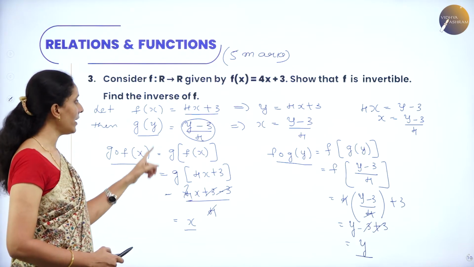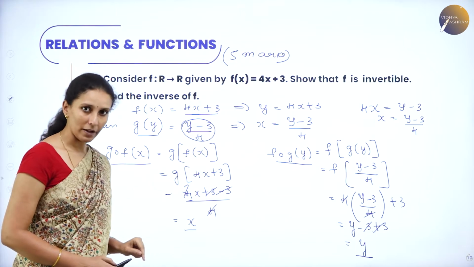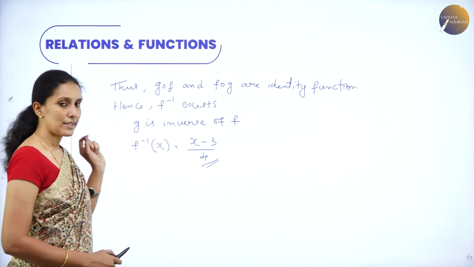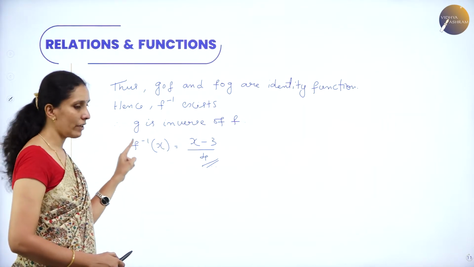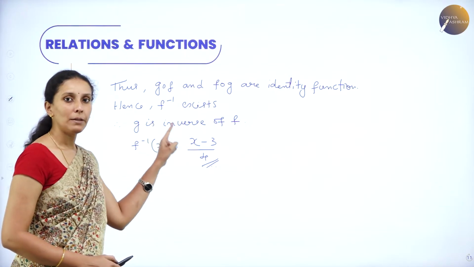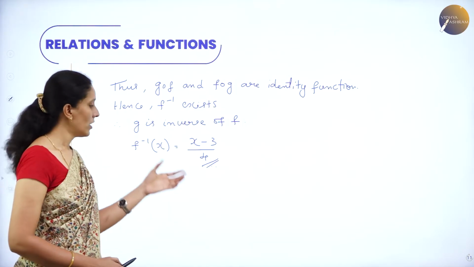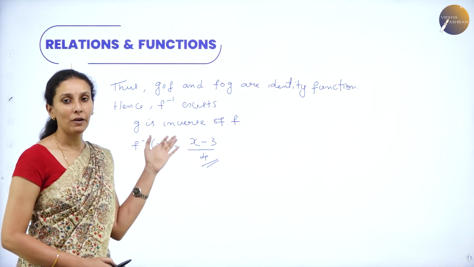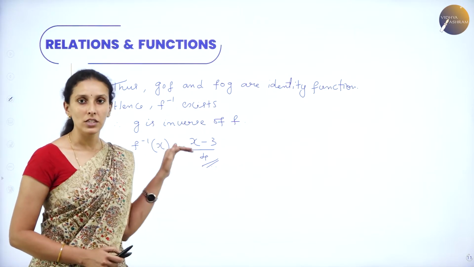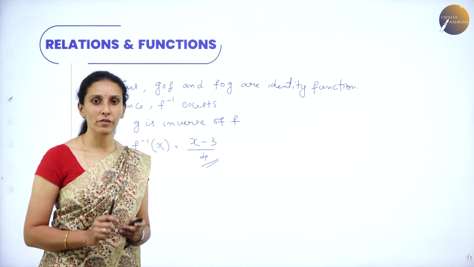How is g defined? In the form of (y minus 3) by 4. So, therefore, in the place of g, we can write f inverse of x. In the place of (y minus 3) by 4, we can just write (x minus 3) by 4. So, you are just replacing the variable y with x. So, this is the inverse of the given function.